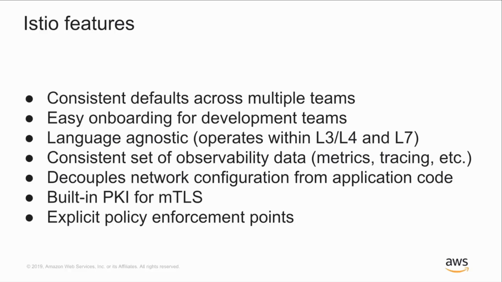It's language agnostic because Envoy itself is essentially an L3, L4 proxy, but it has awareness into L7. So as long as you're speaking a network protocol it understands, it is completely language agnostic. So you don't have to rewrite all this behavior for different languages, for different teams. It just deals with network protocols. Has a consistent set of observability data, like I mentioned above. It decouples network configuration from application code. So if you want to update the amount of retries on a particular microservice, you don't actually need to redeploy any application code or change environment variables on there.